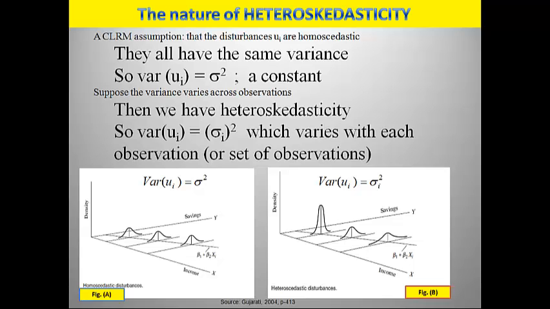So we can see on our left in figure A, the variance of Ui is equal to sigma square. It means the variance is constant throughout the distribution. So this is homoscedastic disturbances. On our right side in figure B, the variance of Ui is equal to sigma i square. It means variance is not constant, so the problem is heteroskedastic disturbances.